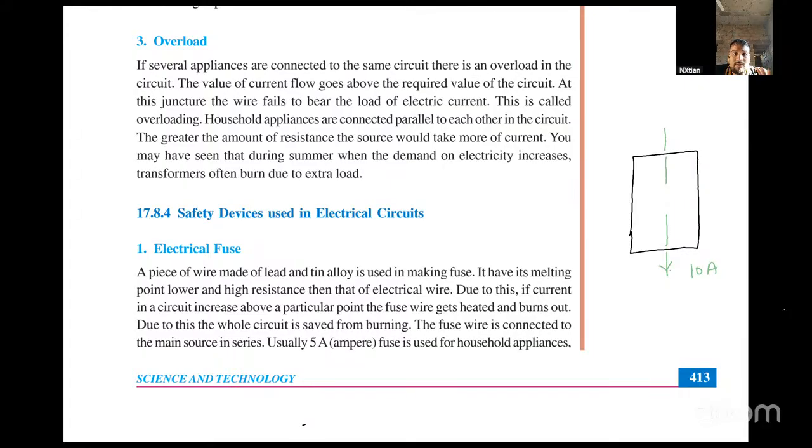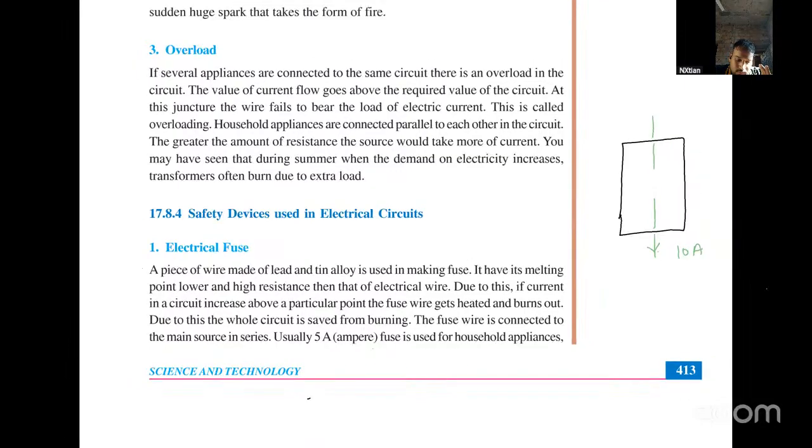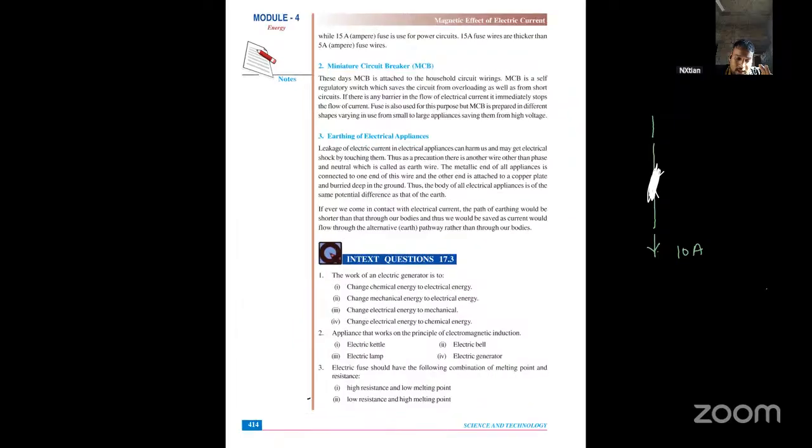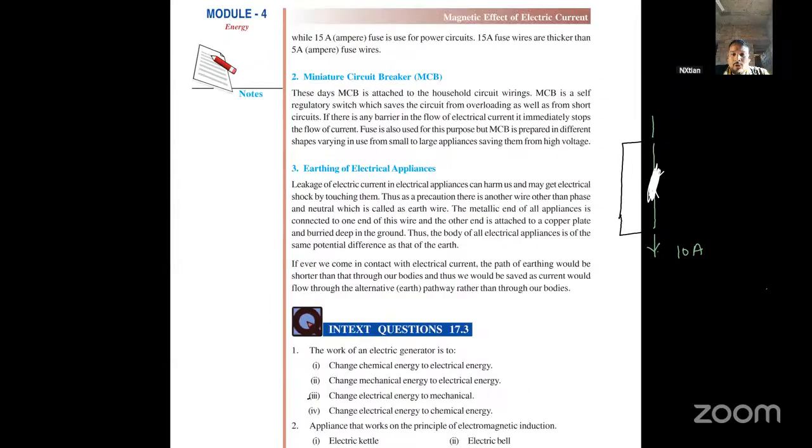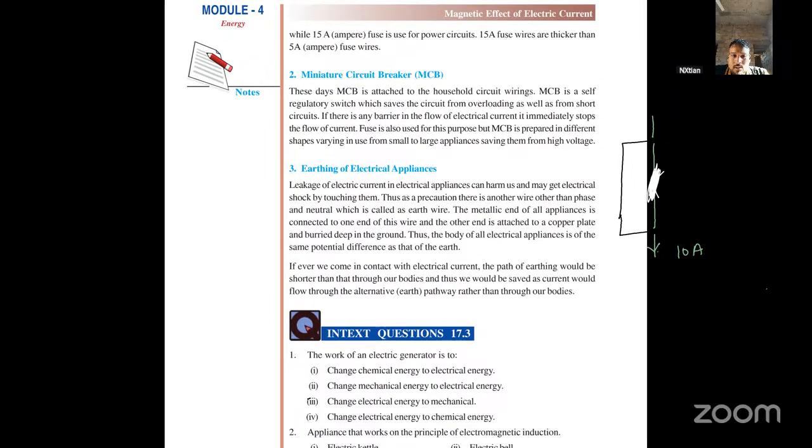Did you understand, guys? David, Ira, okay. So the second one is the miniature circuit breaker. Now we are not using fuses, we are using MCB. The MCB directly trips down and the house is safe.